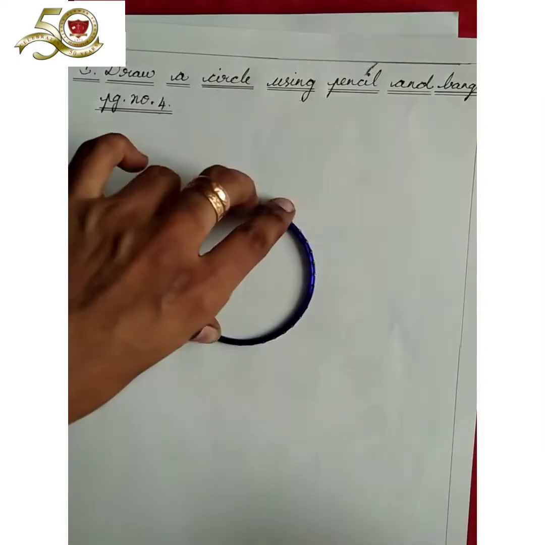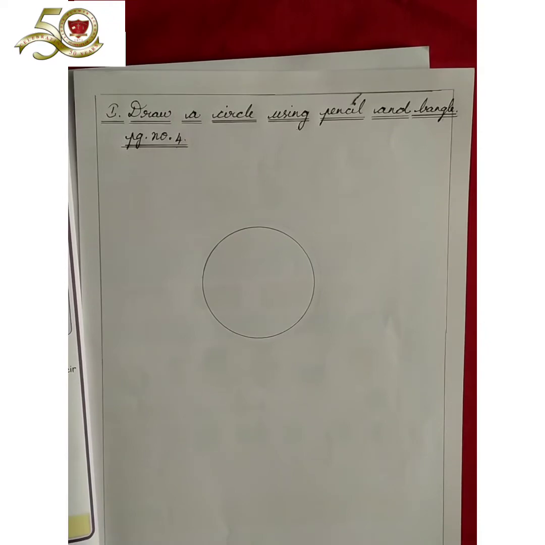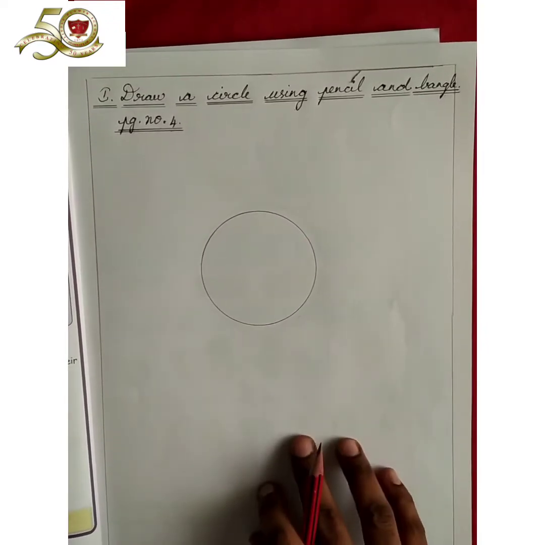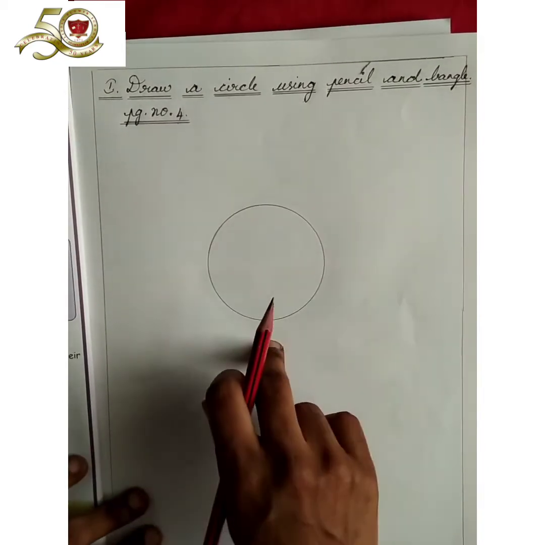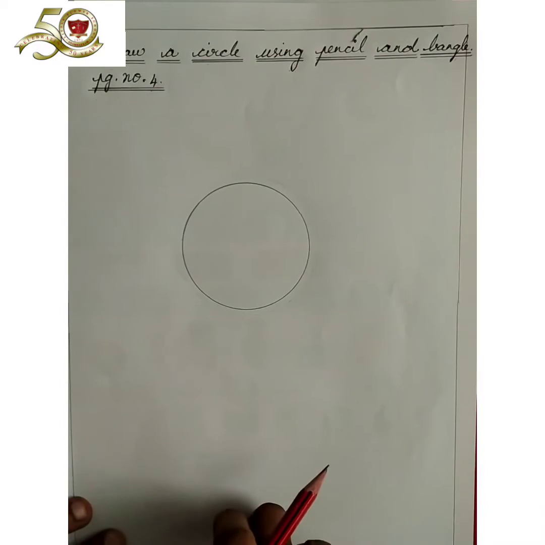So I completed the circle. Now you will see what you are seeing. A fine circle, isn't it? So likewise, you try it at your home and do it in your activity note. And you have to write the properties. What are the properties of a circle?